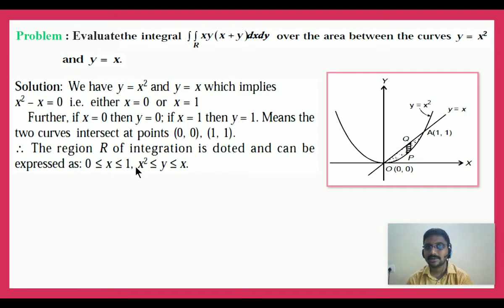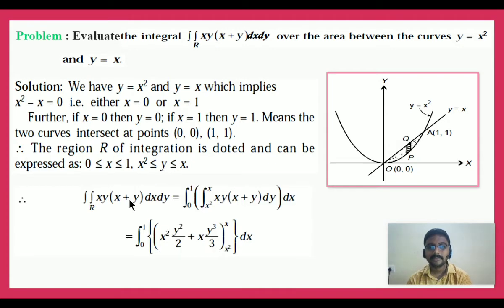So x limits should be constant. According to the strip, the lower part of the strip touches y equal to x square, so x square is the lower limit, and the upper part of the strip touches the line y equal to x. Thus the y limits are obtained. The y limits should be in terms of x. So substituting the y limits and constant x limits, we then resolve the double integration.